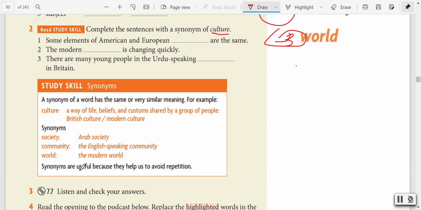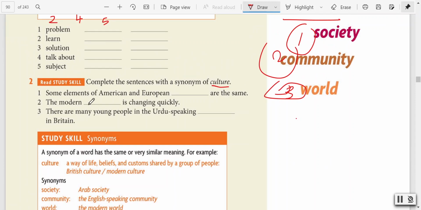In here, synonyms are useful because they help us to avoid repetition. If you are writing about culture, you can use society, you can use community or world.